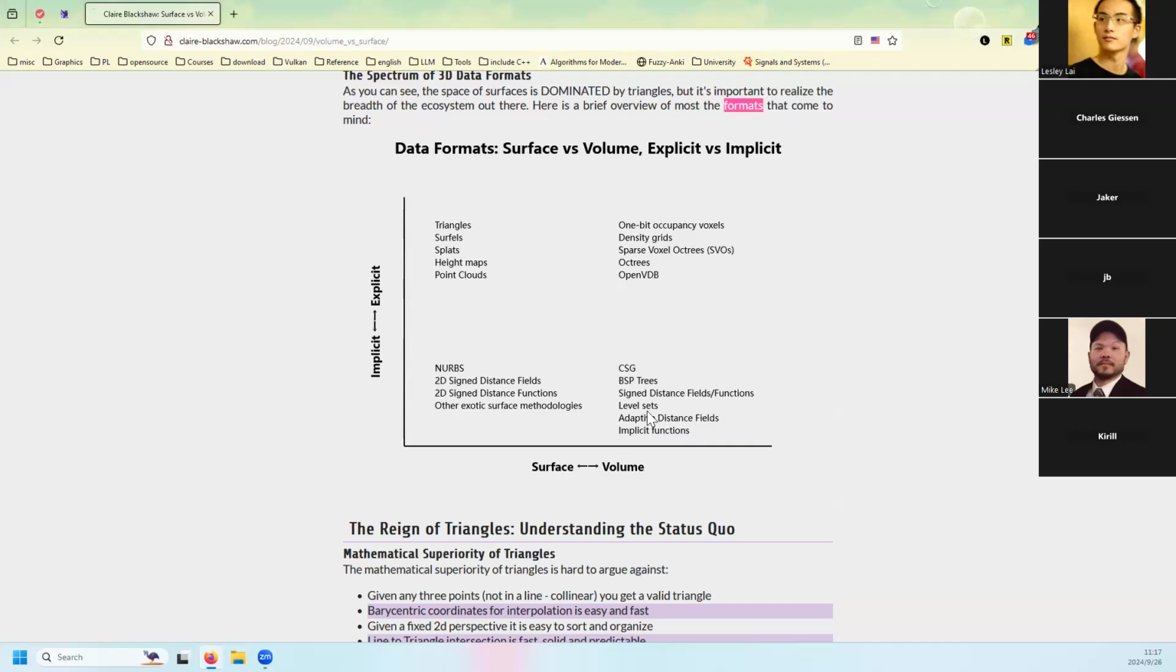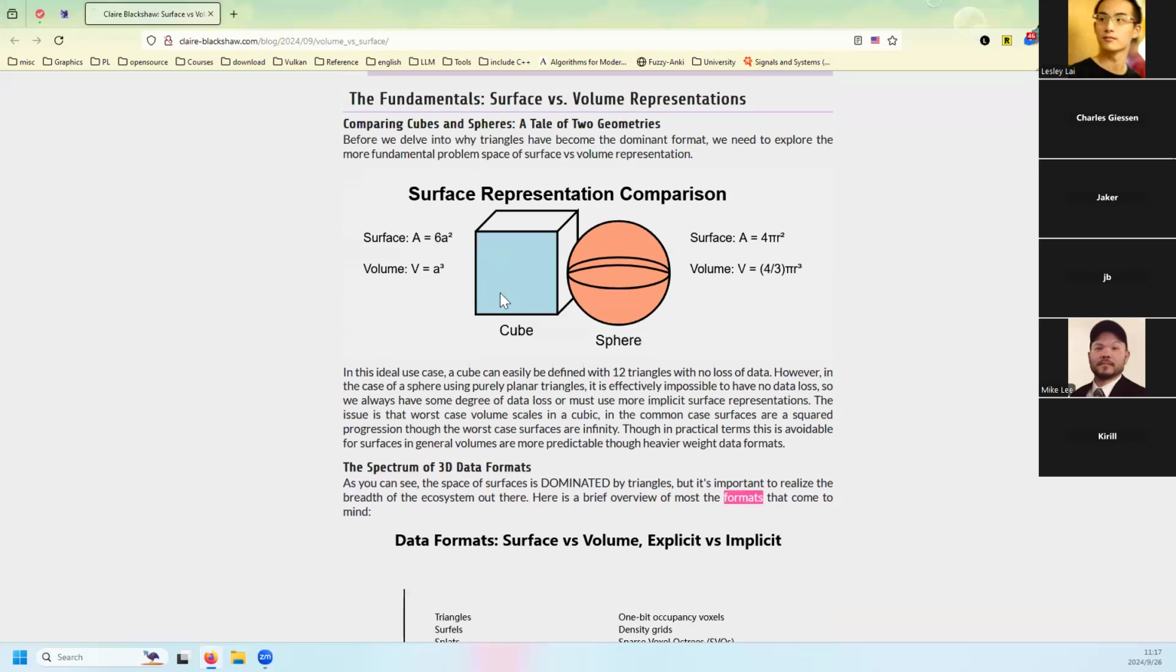Adaptive distance fields. I don't know what that is either. Yeah, I'm not sure. Implicit functions. Implicit functions are just like a sphere is a center and radius, this kind of thing.